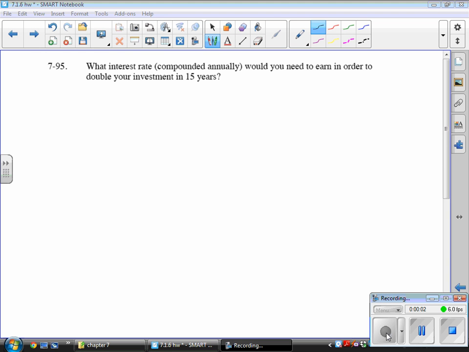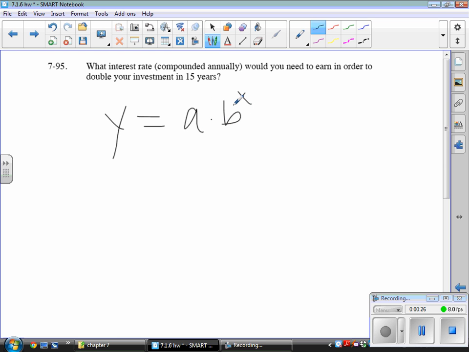This is problem 7-95 from section 7.1.6. What interest rate, compounded annually, would you need to earn in order to double your investment in 15 years? So when I hear these words, interest rate and compounded investment, that's kind of talking about an exponential equation. So that is y equals a times b to the x power.